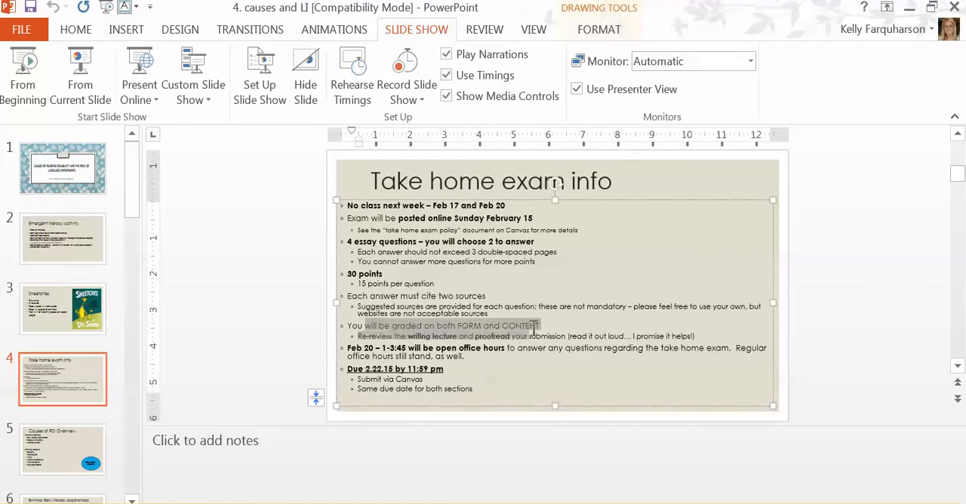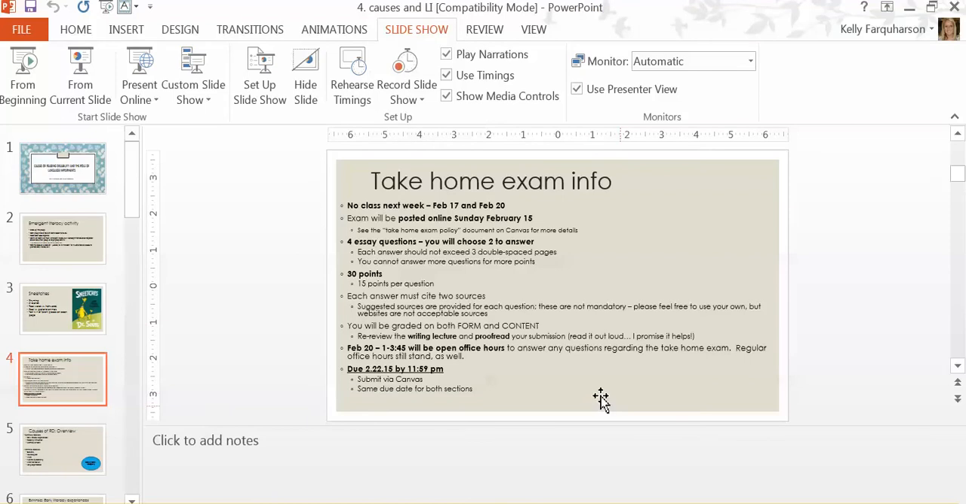You'll be graded on both form and content. I'd like you to re-review the writing lecture that we went over last semester in preschool. Make sure you proofread your submission, read it out loud, because I promise that helps, as I've told you probably multiple times now.